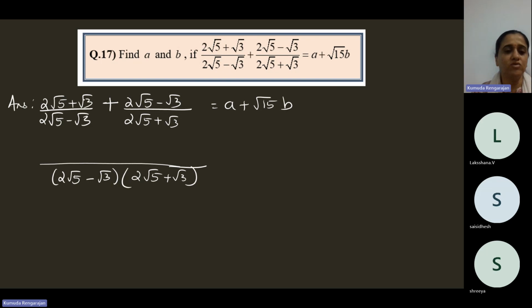Now you need to multiply this numerator with what? What is it that you have in the denominator here? 2 root 5 minus root 3. But this is the common denominator. This one is here, so this is not there. So multiply that to the numerator.